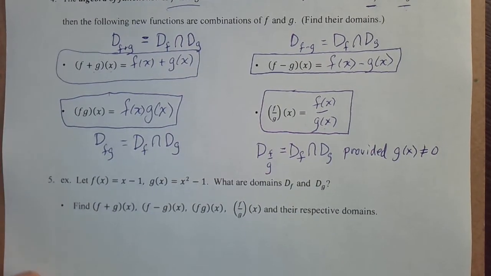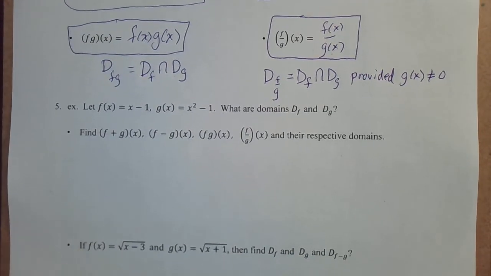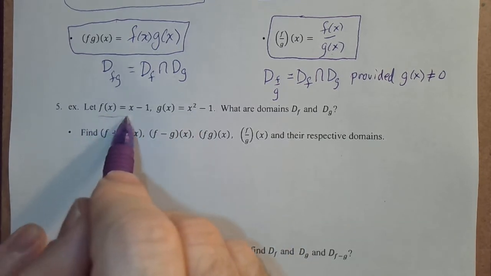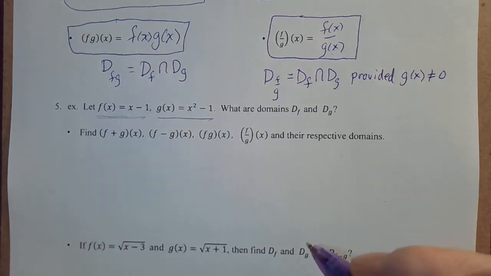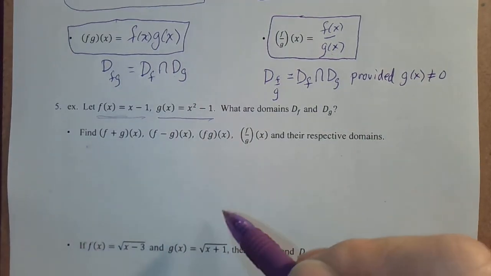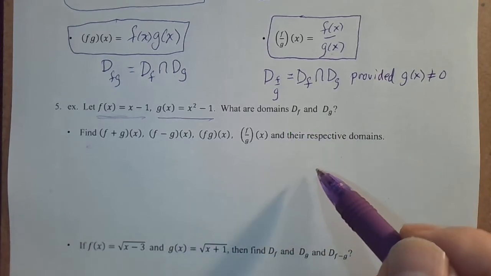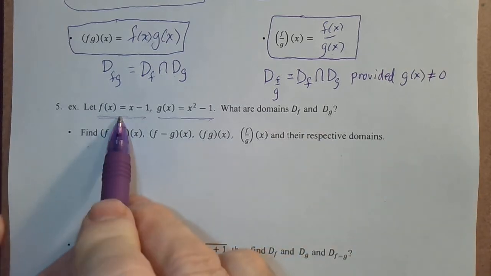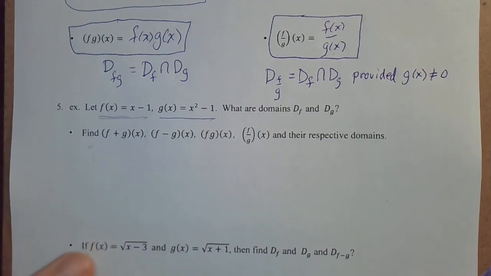All right, let's take a look at number 5. And we're going to compute some new functions. We've got f of x is x minus 1. We've got g of x is x squared minus 1. And we're going to compute these functions. And I may not write down the domains, but we'll at least discuss them. So you could write them down. All right, well, here's f, here's g. What is f plus g of x?